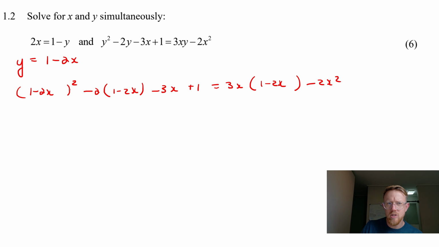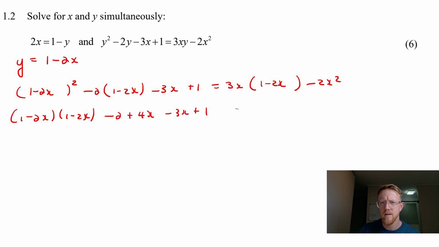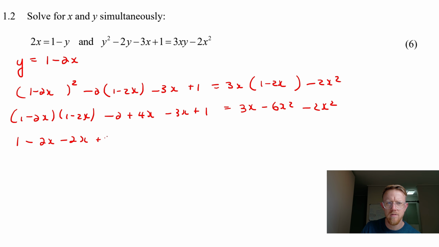Now, what many learners do incorrectly here is they think that they can just put the 2 inside to both of those places. Instead, double brackets. We can then multiply this inside, so that'll become minus 2 plus 4x minus 3x plus 1 equals 3x take away 6x squared take away 2x squared. Okay, now we're just going to multiply these two brackets together. So you're going to end up with this.